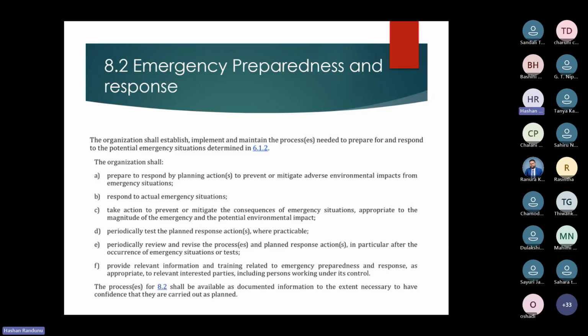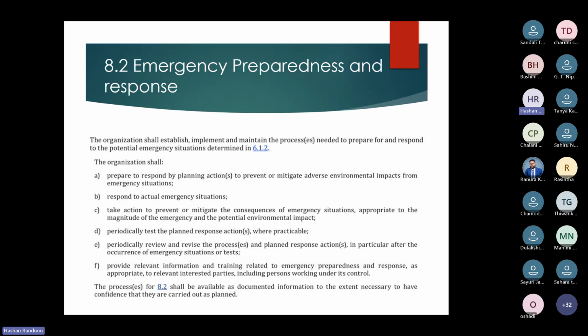right? Then the standard says you need to periodically test the planned response actions where applicable. How are you going to periodically test those planned response actions? If you are working in an organization, you should be familiar with fire drills, right? In organizations, when they need to check their emergency response plan and their capabilities to respond to those emergencies, they organize drills, right? You can even organize fire drills.